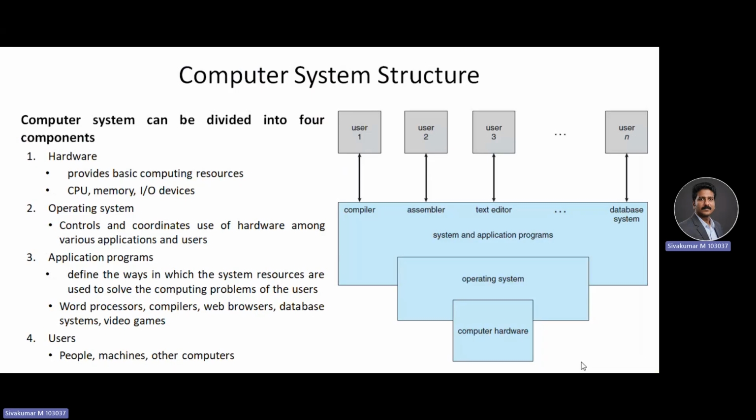The hardware provides basic computing resources such as CPU, memory, I/O devices. As we've seen, the operating system controls and coordinates the use of hardware among various applications and users. The application programs in turn define the way in which the system resources are used to solve the computing problems of the users. Word processor, compiler, web server, database system, video games are examples of application programs. Users are people, machines, or other computers.